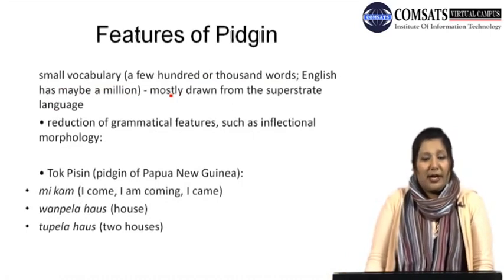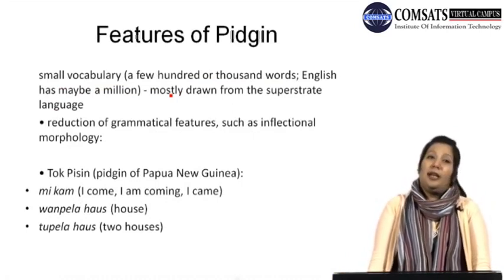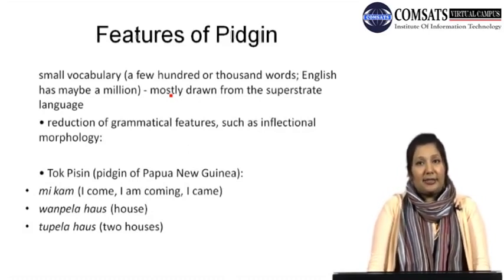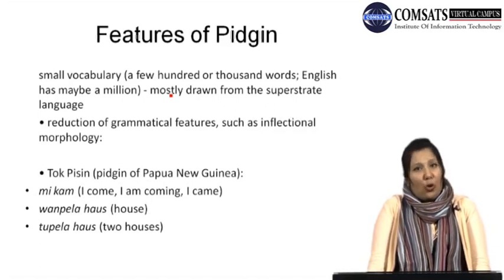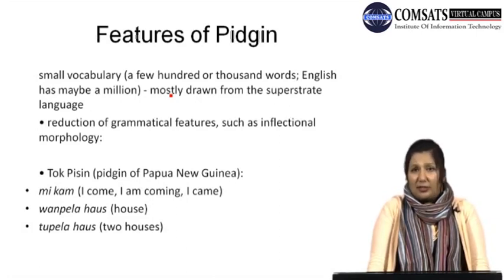Features of a pidgin: it has a very, very small vocabulary, as I have already said. Why? The reason is that it only emerges for the sake of interaction among groups. It has no other purpose. The main purpose is just interaction. A few hundred or a thousand words would be there.